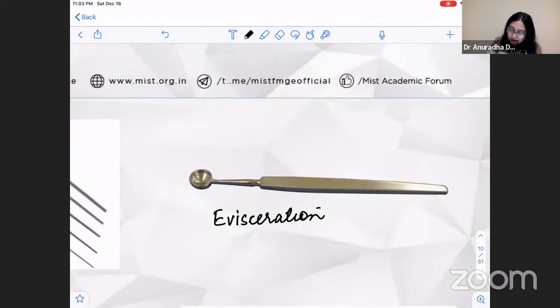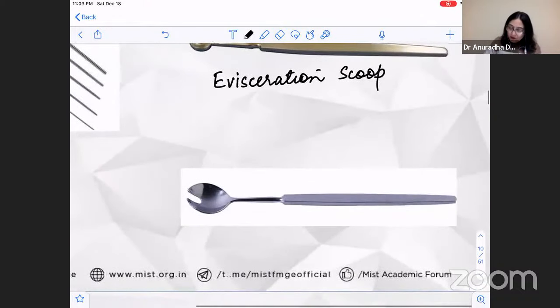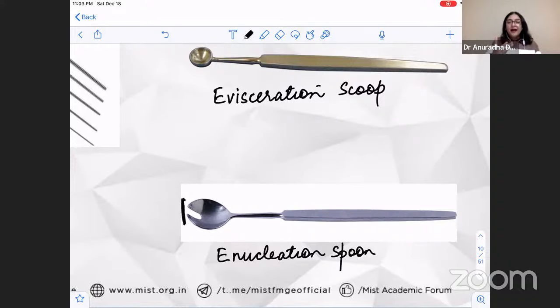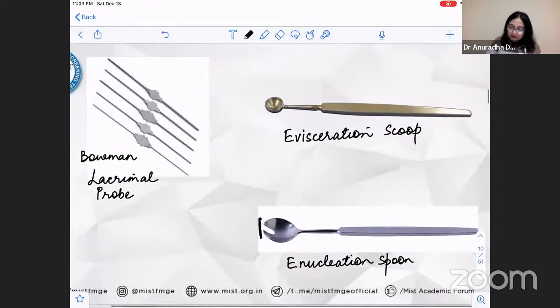And this instrument here is your evisceration scoop, which is used in the surgery of evisceration because you want to remove the contents of the eyeball. And this lower one is your enucleation spoon, which has a guide for the optic nerve. You engage the optic nerve in this area and you remove the eyeball with a small stump of the optic nerve. Okay? So these are the instruments for the procedures described in the other choices.